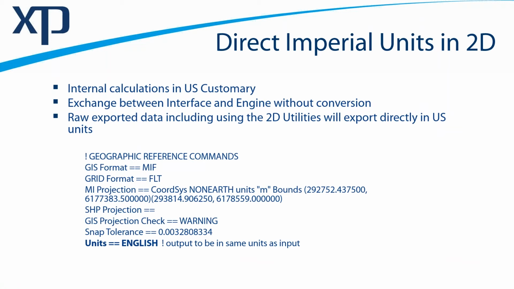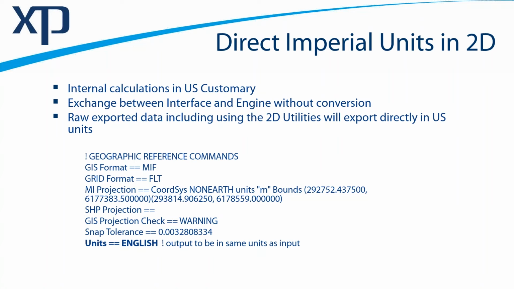This summarizes a little bit of what I've said, right? Essentially the internal calculations are now in imperial units, or US customary units, if you will. The exchange between the interface and the engine has no conversion now. And when you are dealing with, say, the 2D utilities to extract grids from the model results, it's going to be able to do it in US units if the results are in US units. So this is quite a good enhancement that we've been able to make.